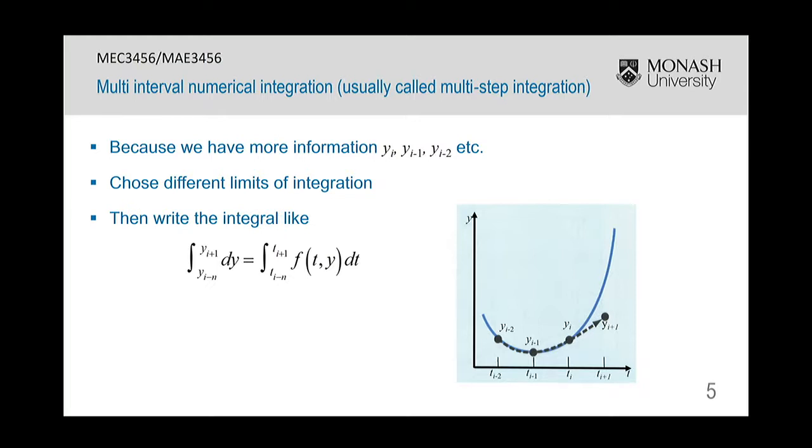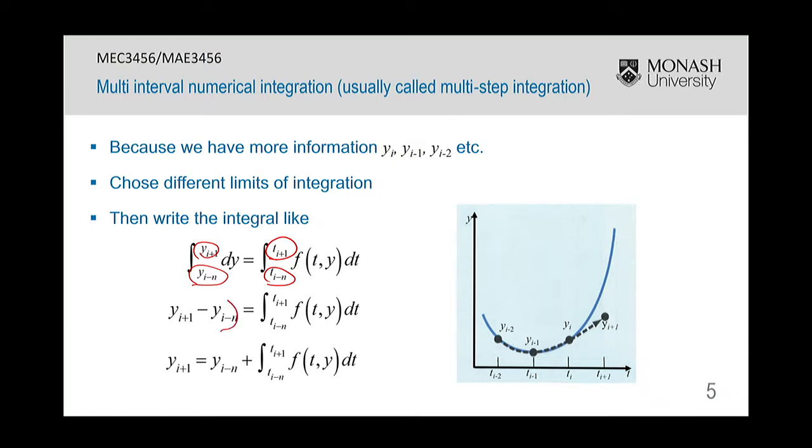So let's write our integral as an integral from t_{i-n} to t_{i+1}, and therefore our integral of dy needs to go from y_{i-n} to y_{i+1}. Obviously, again, the left-hand side integrates just to y, evaluated at the two endpoints, and we move y_{i-n} to the right-hand side, and we can show that for a multi-step method, y_{i+1} is equal to y_{i-n}, where n is just some number we haven't yet chosen, plus the integral from t_{i-n} to t_{i+1} of f dt. So we're doing a different approach here.